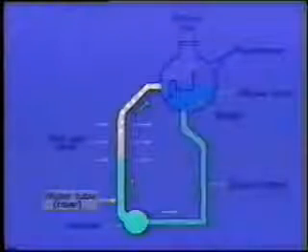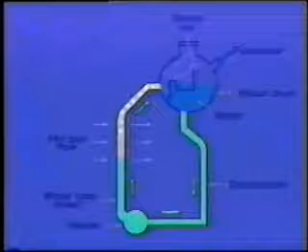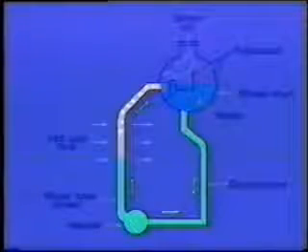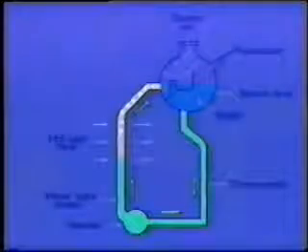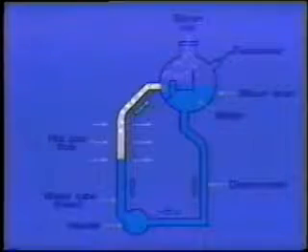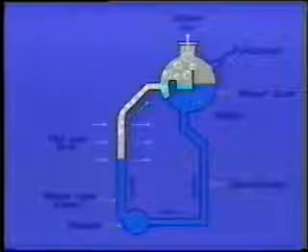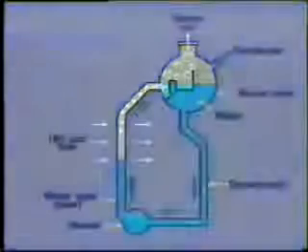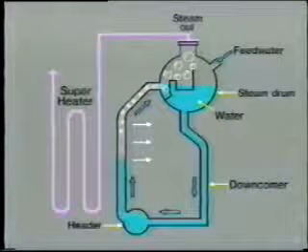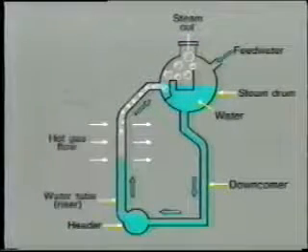So we have a continuous natural circulation of water down from the steam drum into the header and up the water tubes. As the water rises in the boiler tubes, it is evaporated into steam, and the steam is returned to the upper portion of the boiler drum. Steam from the drum then passes into the superheater, and we'll be talking about this in a moment.